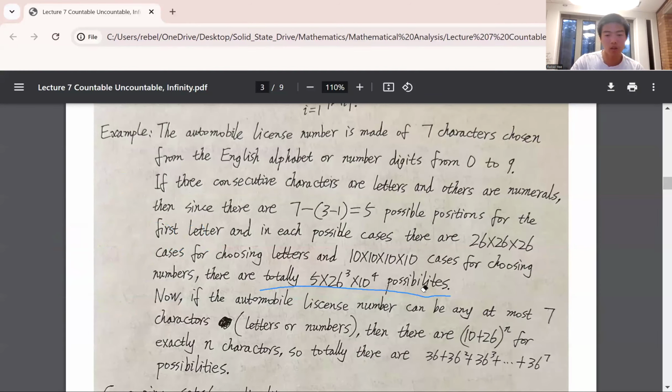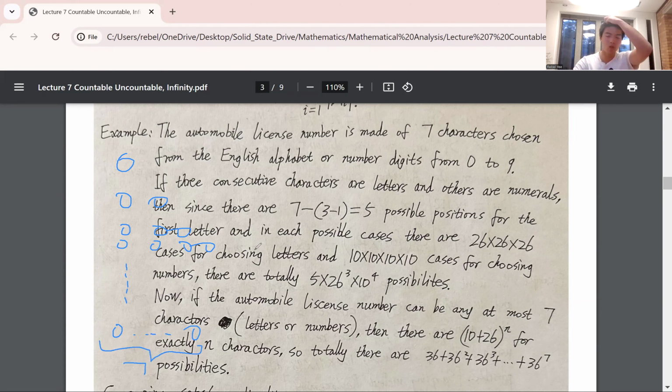And the second case is if we consider the license number still following the rule, they are still chosen from the English alphabet and the digits from 0 to 9, but they are not exactly 7 characters. They can be at most 7 characters. So in this case, it can have 1 character, 2, 3, 4, and up to 7. So it has 7 cases.